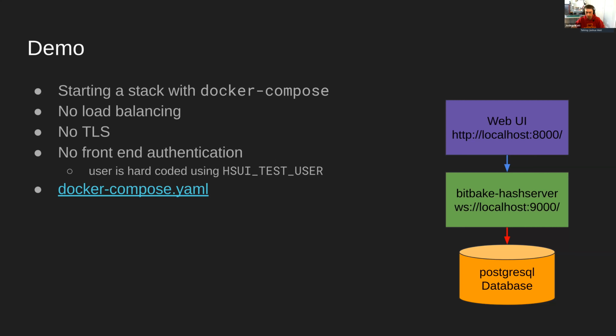This is very simple. It doesn't have the front-end authentication set up to use an external authentication. There's actually an environment variable you can set for the web UI called HSUI test user that just says, hey, this is the user. Obviously don't use this in production, but it lets you test that the web UI works without having an actual authentication mechanism. And if you download the slides, that's the link to the Docker Compose that I'm using if you want to try it yourself.